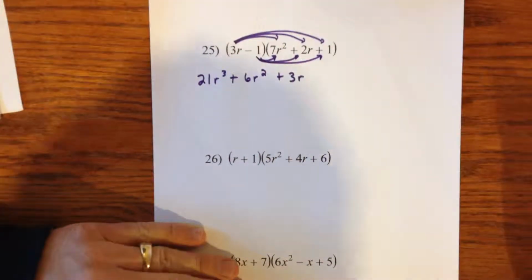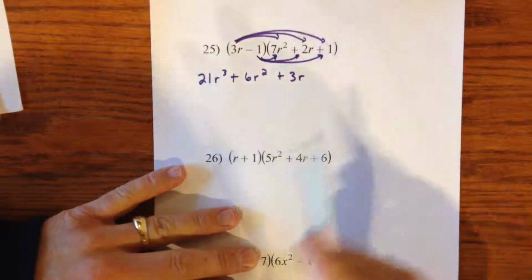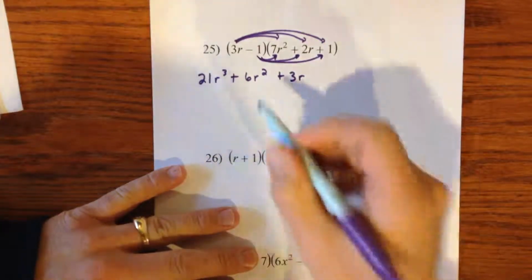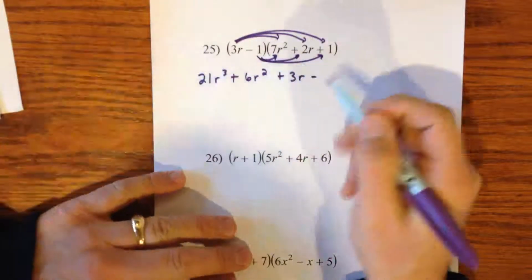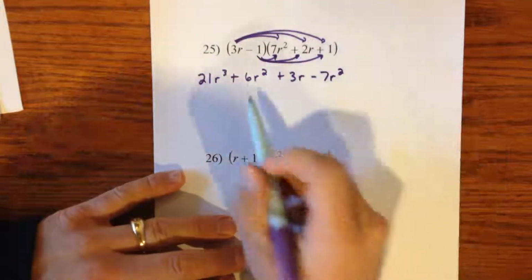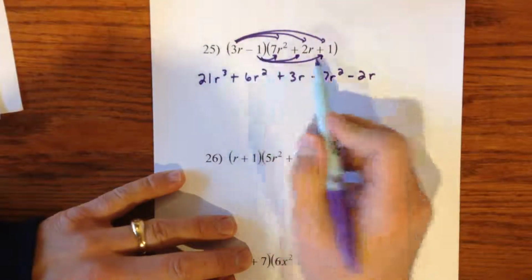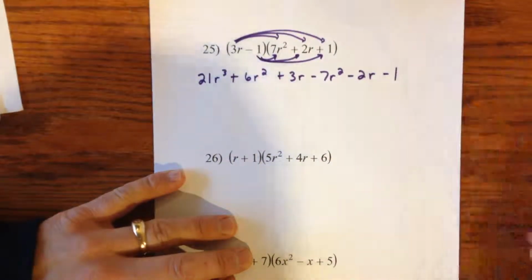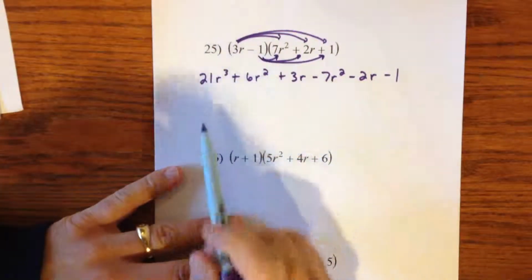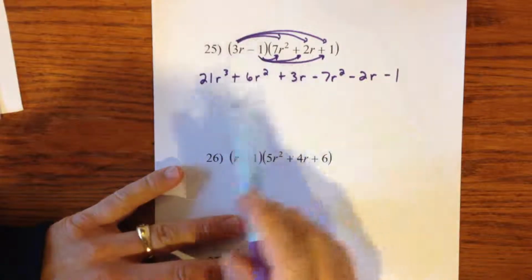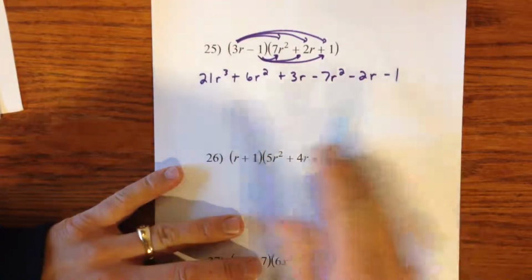okay, so you can maybe call this like super foiling or something. You're just foiling it kind of 3 times versus twice. So -1 times 7r is -7r squared. -1 times 2r is -2r, and -1 times 1 is -1. So when you get done foiling this thing out, distributing each term, you should end up with 6 terms.